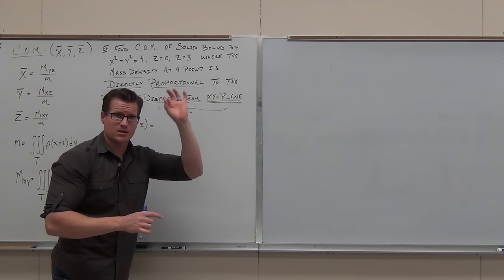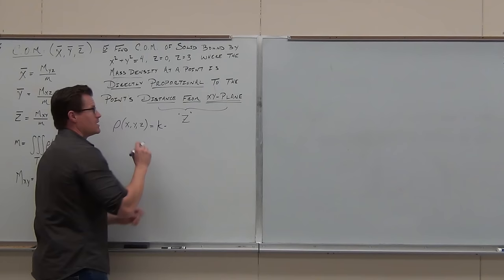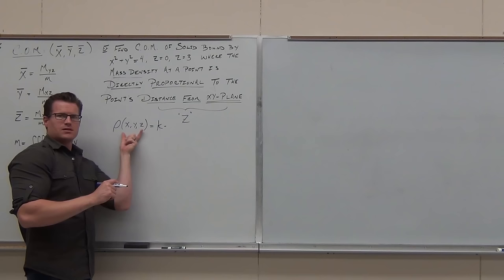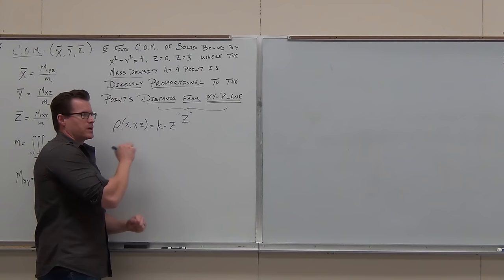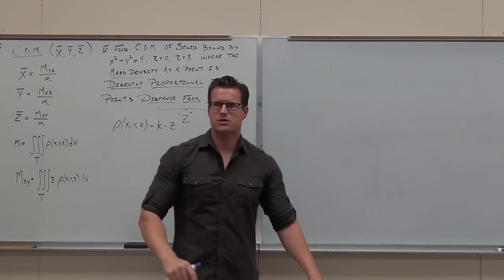K times the point's distance from the xy plane. Look at the board. If that's your point, the point's distance from the xy plane is literally z. The mass density is directly proportional to the distance from the xy plane. The mass density is directly proportional, k times z. That's all that we need. So eventually we're okay with that one.